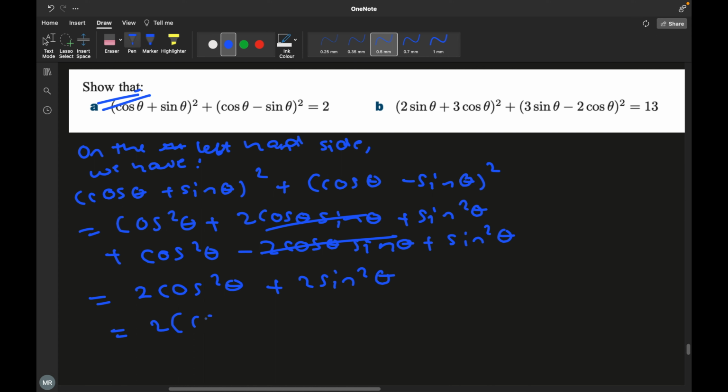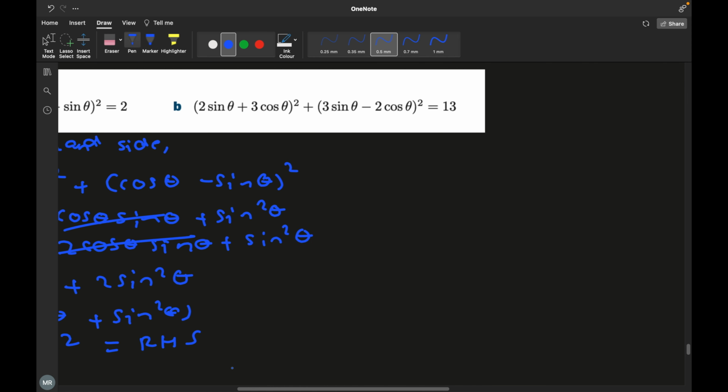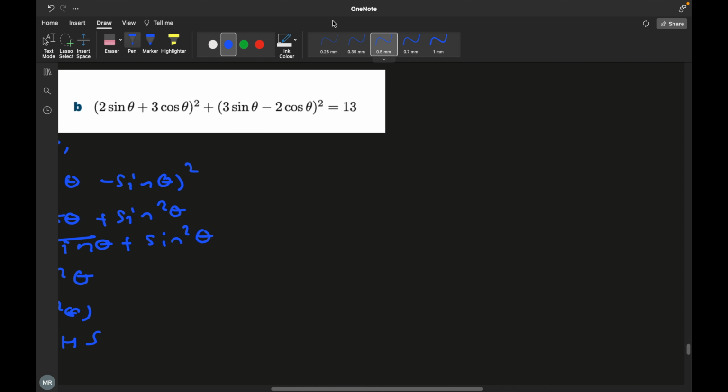Let's factor out 2. This would be 2 into 1, which is essentially 2. And then you can write this is equal to the right hand side, RHS, and therefore proved. This is how you're supposed to write the steps. Let's solve this one.